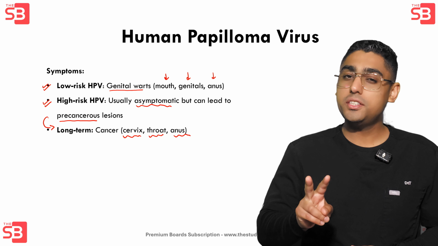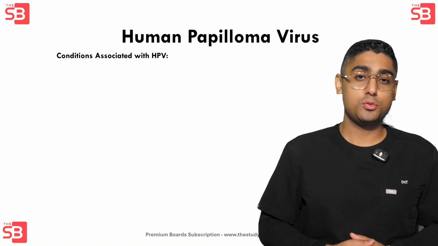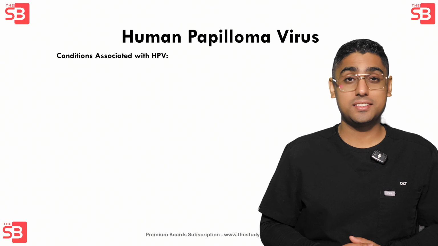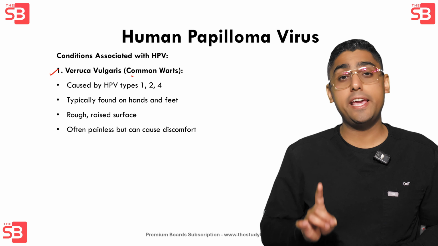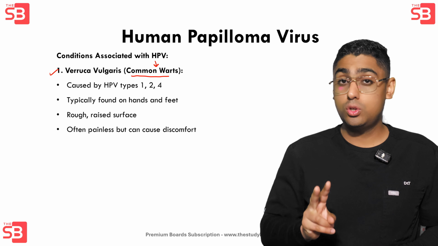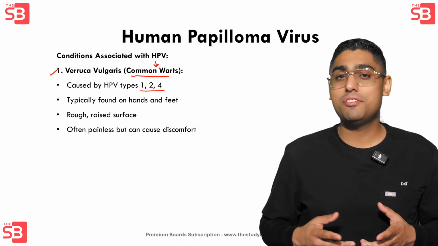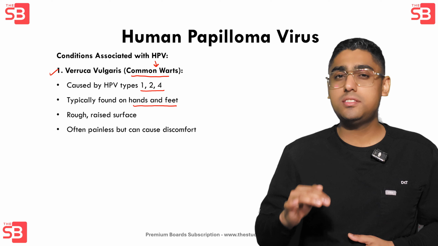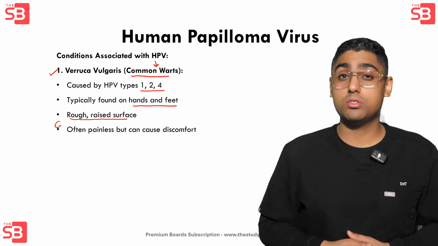Now, there are two conditions which are associated with HPV. Let's talk about the first one, that is verruca vulgaris. Verruca vulgaris is also known as common warts, and it is caused by HPV types 1, 2, and 4. These warts typically appear on hands and feet, and they have a rough, raised surface. While these are generally painless, they can sometimes cause discomfort.